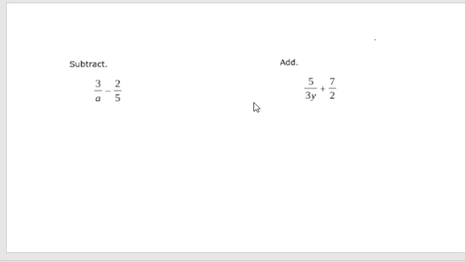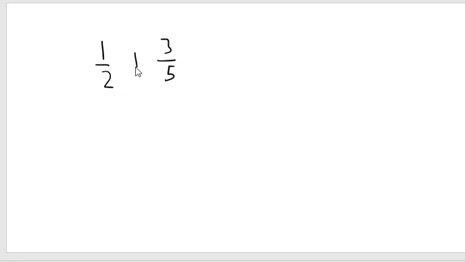Now, remember when you add and subtract fractions, you have to find a common denominator for the fractions before you can do that. And a common denominator is the least common multiple between the two denominators. So let's say that you have the fractions 1/2 and 3/5, and I ask you to add these two fractions. Okay, the common denominator here would be 10.